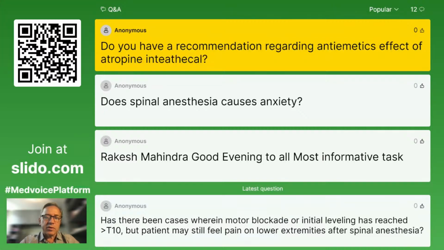Do you have a recommendation regarding antiemetic effect of atropine intrathecal? No, I don't have this recommendation. I never used atropine intrathecally and never heard of that use of atropine. It's not an antiemetic. There are better antiemetics than atropine. We normally use ondansetron and dexamethasone.